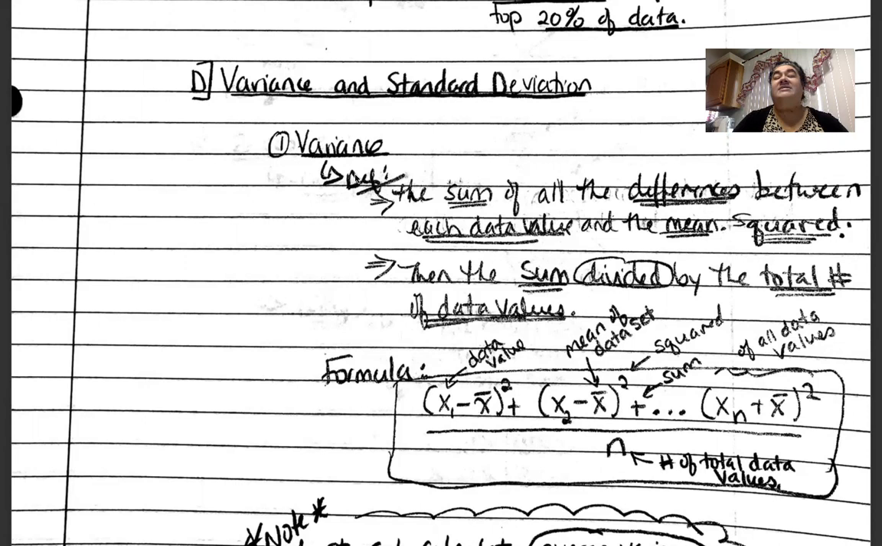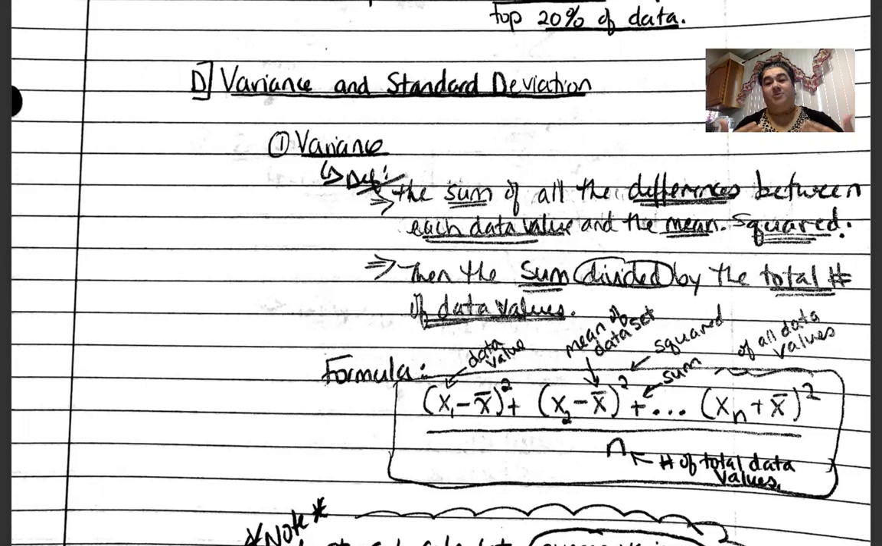Now, variance is defined as the sum of all the differences between each data value and the mean of that particular data set, and then taking those differences and squaring them, and then finding the sum of all of those, okay? So the sum will then be divided by the total number of data values in the data set. I'm gonna read this definition for you one more time and then actually show you the formula, which makes it a little easier to understand.